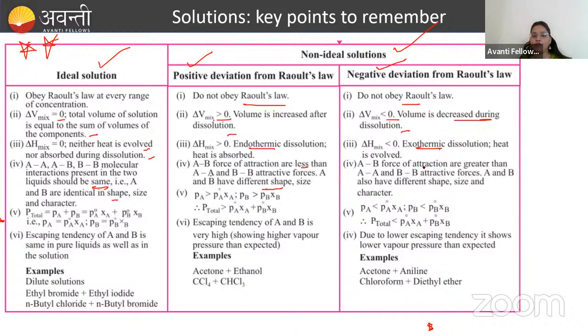And here AB force of attractions are greater. Here less is considered and here greater is considered. And in this way, the escaping tendency of A and B in the same pure liquids remains the same. The escaping tendency is high here and low here.